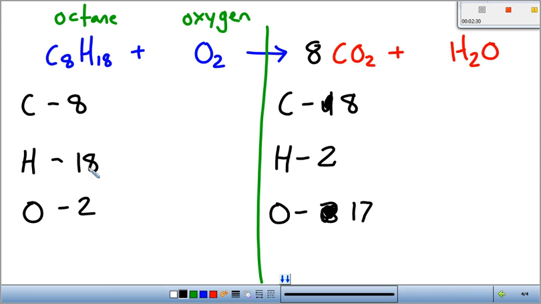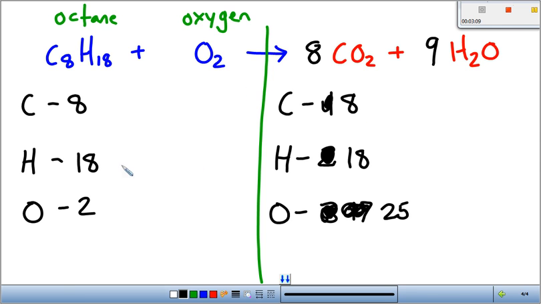So let's step up here to hydrogens. We have 18 hydrogens on the left, 2 on the right. They're found in pairs here. So how many pairs of hydrogens do we need to get 18? So what times 2 is 18? 9 times 2 is 18. So we need to end up with 9 water molecules. So 9 times 2 is 18. So I'll update my inventory. But I also added more oxygens here. So I still have 8 times 2. I still have 16 oxygens here, plus 9 times 1. So 16 plus 9 is 25.